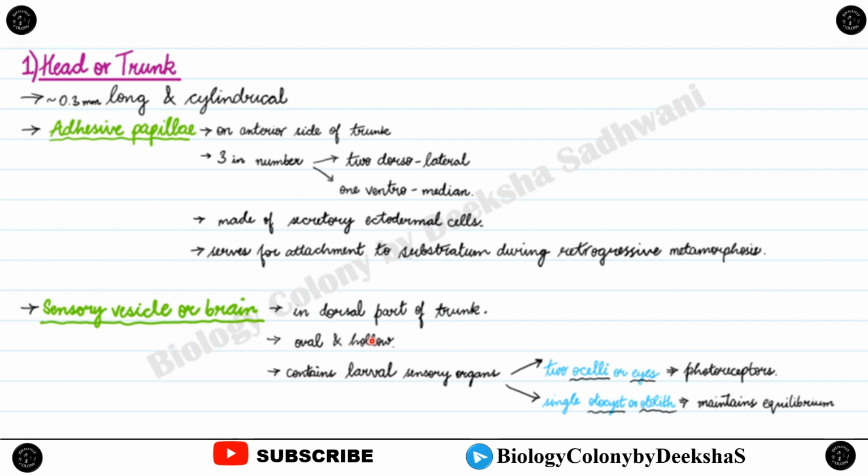Sensory vesicle or brain in dorsal part of the trunk is present and it is oval and hollow. It contains larval sensory organs, that is two ocelli or eyes, one at the dorsal side, one at the ventral side. So these are the photoreceptors, they sense light. Then single otocyst or otolith is present. It is used in maintaining the equilibrium or balance of the body.